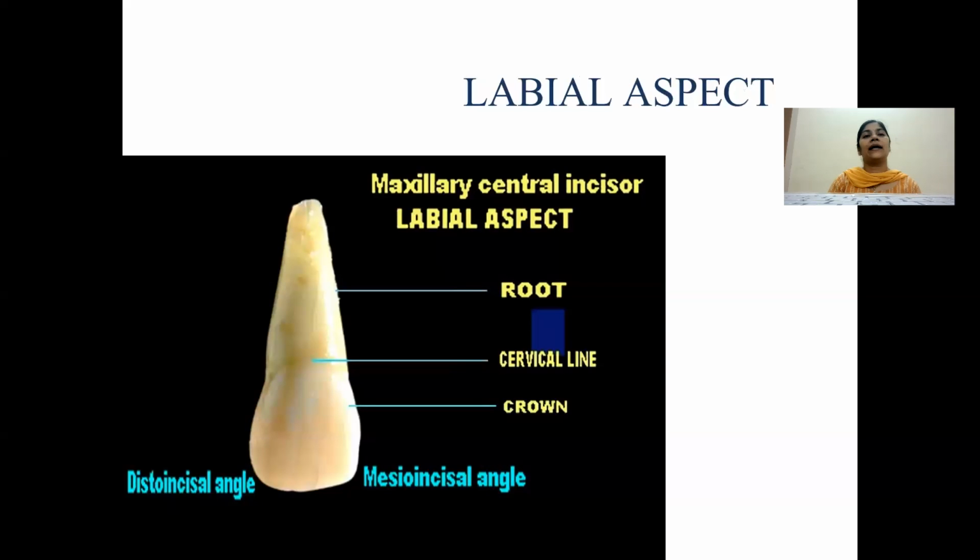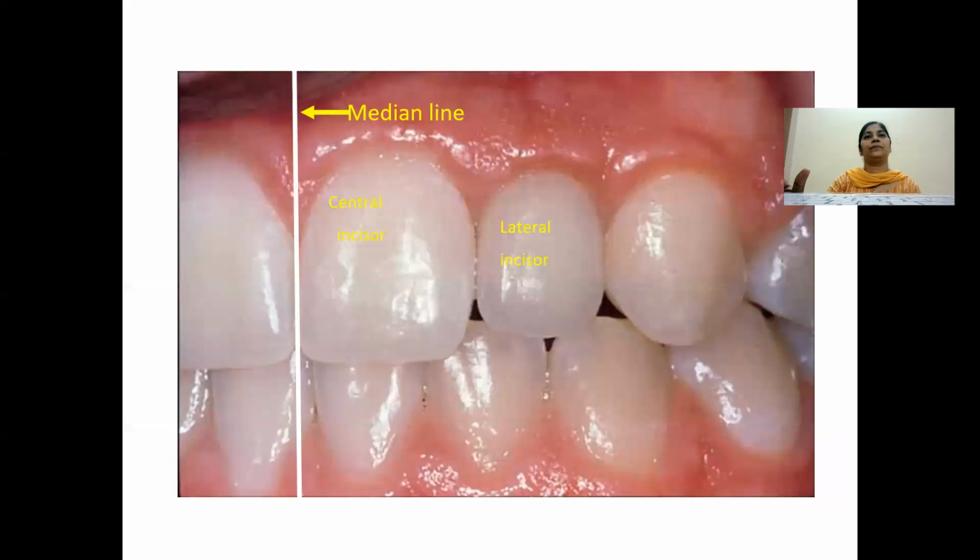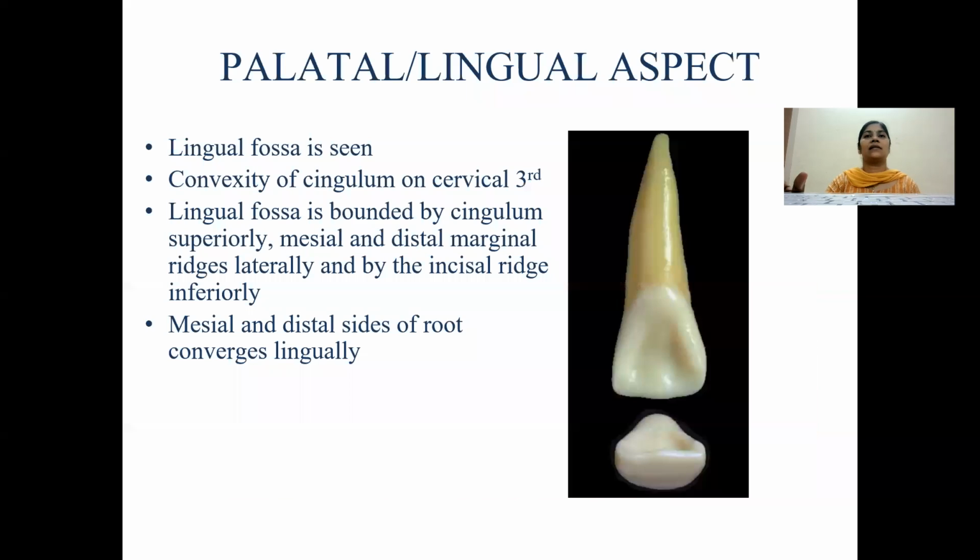Now, this is a labeled diagram of a natural tooth, an extracted natural tooth, seen over here. Here they are also showing the mesioincisal angle and the distal incisal angle, and the crown and root are labeled, with the cervical line labeling also shown in this picture. That is again a pictorial representation of a central incisor and lateral incisor. You can compare the two teeth.